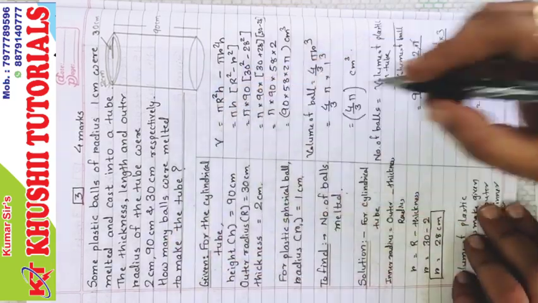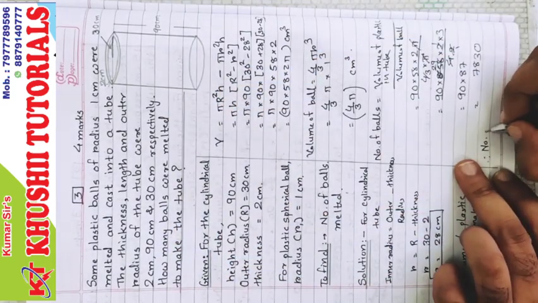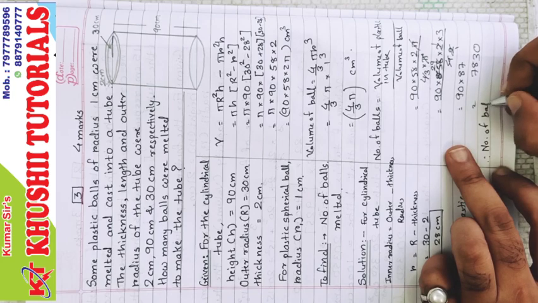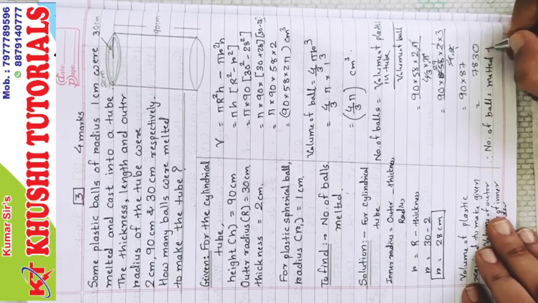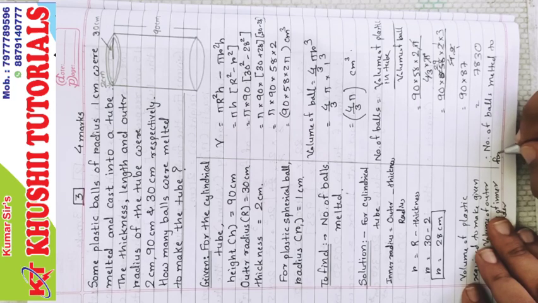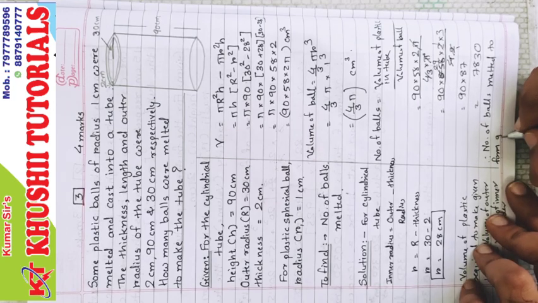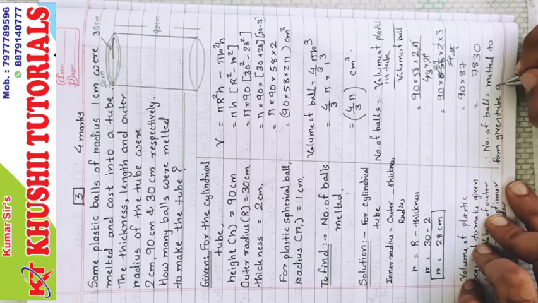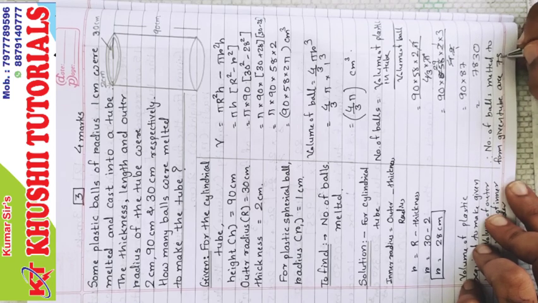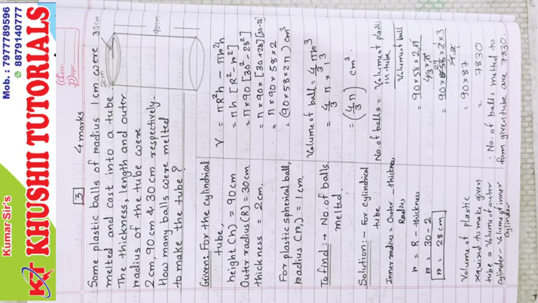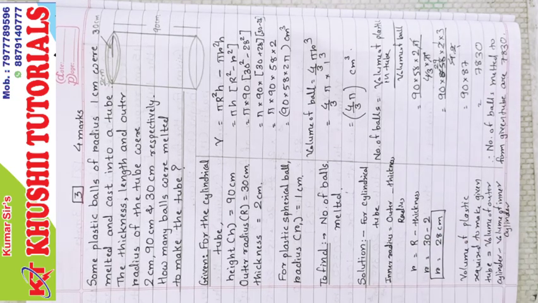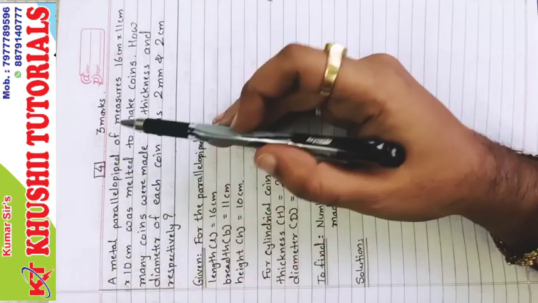Therefore how many balls were melted? Number of balls melted to form given tube are 7830. This is the end of sum number 3. This sum is very important. Sum number 4, which is of 3 marks.